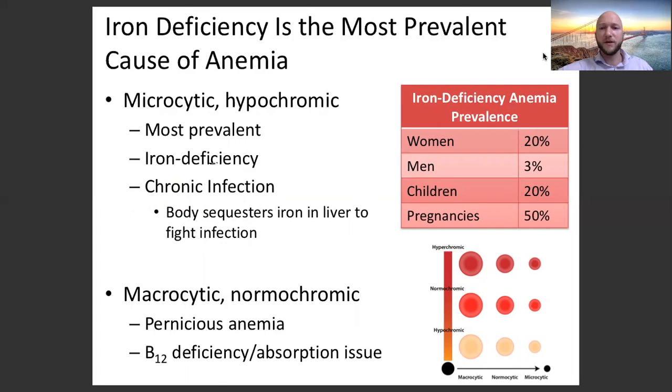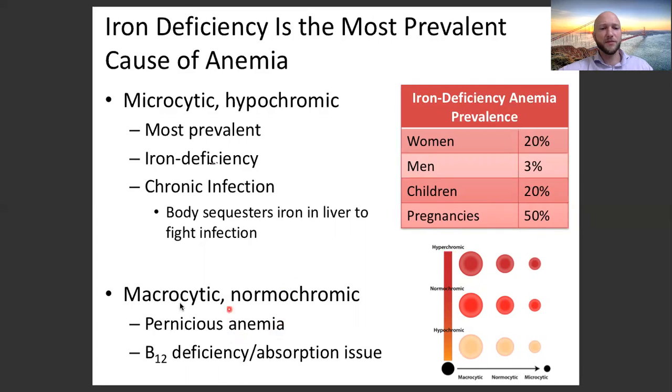Look at these prevalence numbers. Women, 20% iron deficient. Men, 3%. Children, 20%. Pregnant women, 50%. Pregnant women have to eat for 2 people. Their blood supply increases. Their weight increases. Iron deficient anemia is really common.